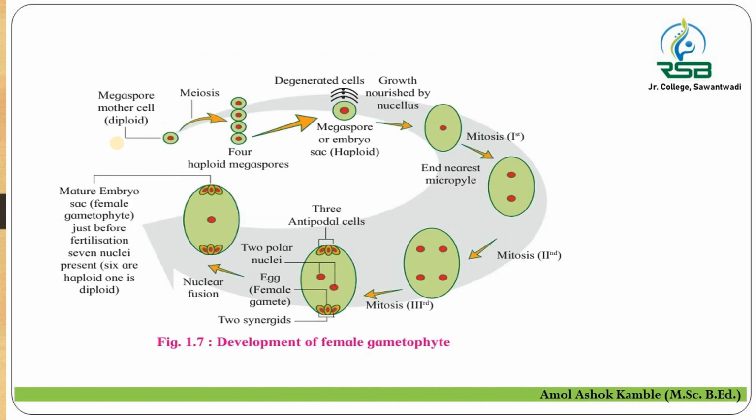Let us come towards this diagram. Here there is a diploid megaspore mother cell. At the center, it is having nucleus, and around this nucleus there is presence of cytoplasm. So the diploid hypodermal cell at the micropylar end of the nucellus gets differentiated and forms the archisporium, and that archisporium directly functions as the diploid megaspore mother cell.